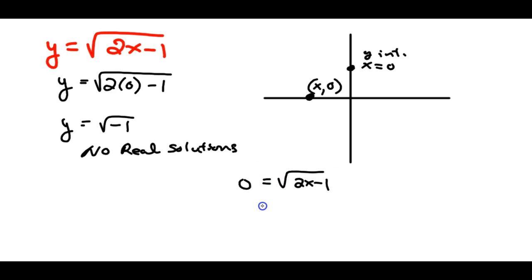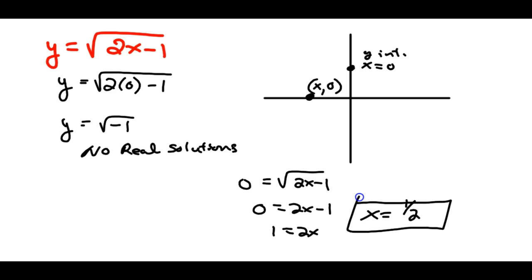Square both sides, you get 0 equals 2x minus 1. Add 1 to both sides, and then dividing by 2, you get your x-intercept to be positive 1/2. And of course, to write this out, you could say that it's 1/2 comma 0. That's the location of your x-intercept.